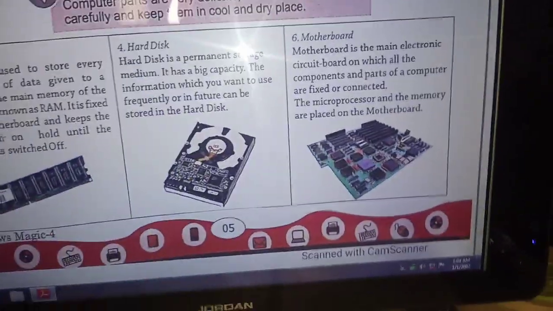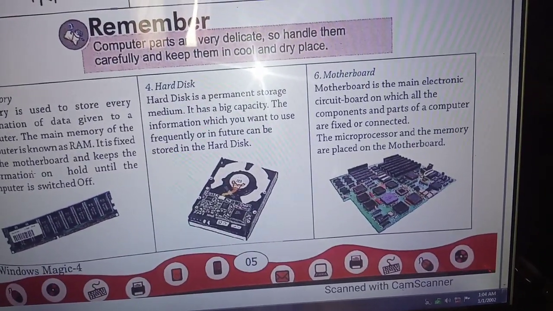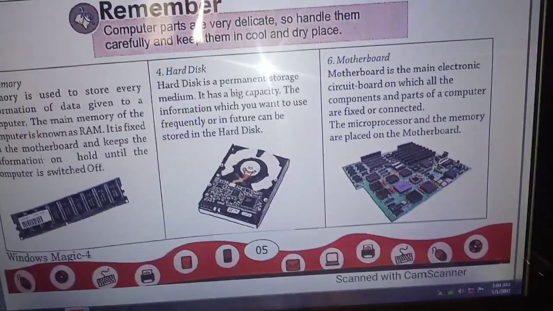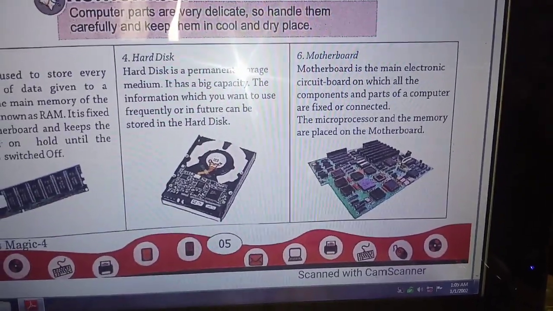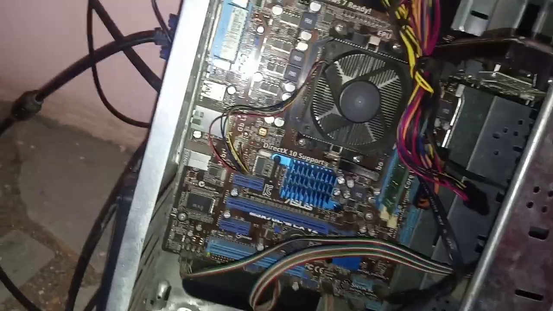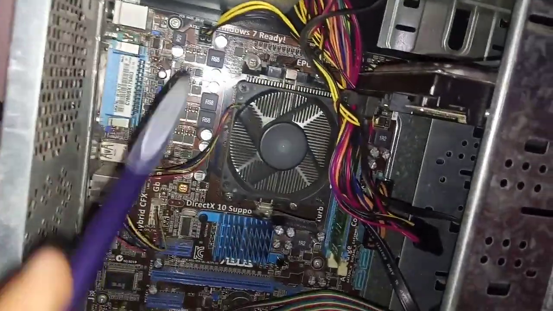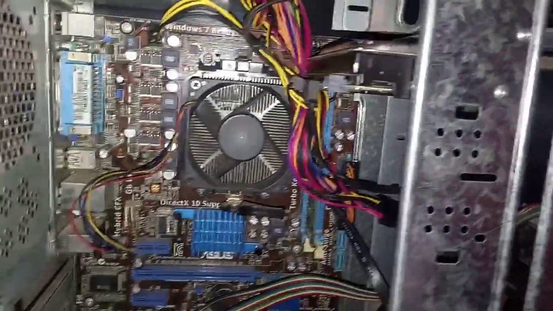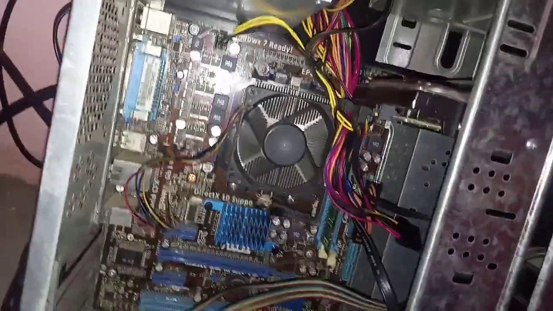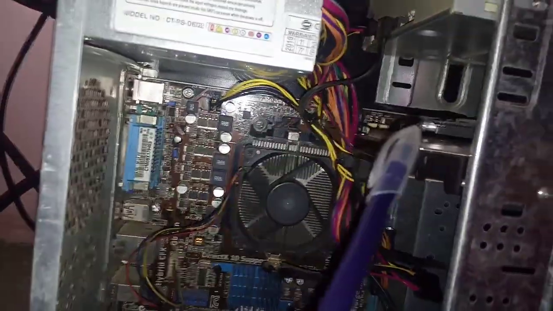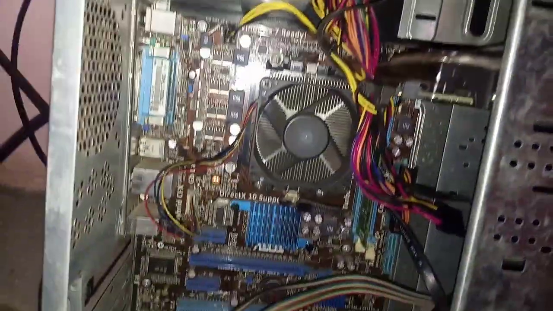In the next picture we can see the motherboard. Motherboard is the main part of the computer where the microprocessor and memory are placed. We can see this is a motherboard, and here are placed the microprocessor and a memory chip. These all are internal parts of the computer: microprocessor, memory chip, hard disk, modem and power supply.